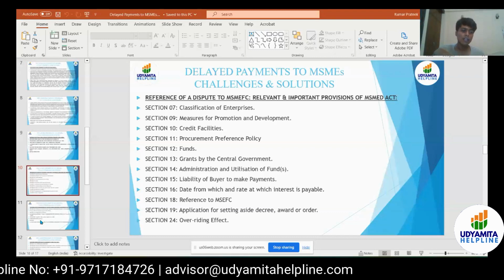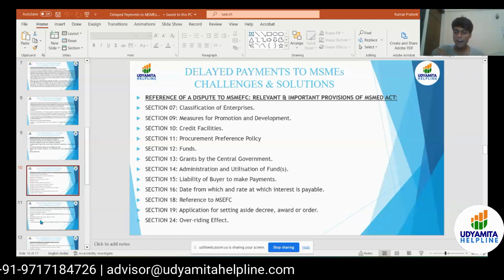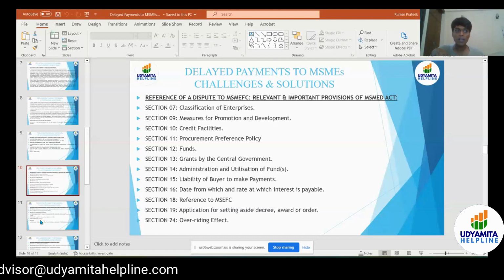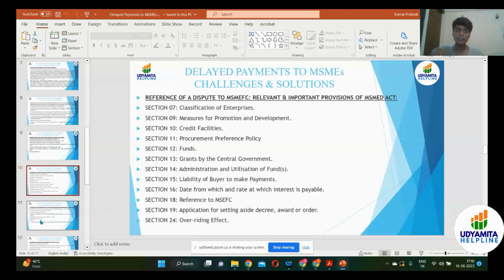That is the reason you would have seen that even after the existence of an independent arbitration clause in an agreement, you can bypass that arbitration clause and file the claim before the MSEFC, and the MSEFC would have the jurisdiction to deal with it, right? That is why the MSEFC has overriding jurisdiction over the Arbitration and Conciliation Act, even after the existence of an independent arbitration clause or arbitration agreement.